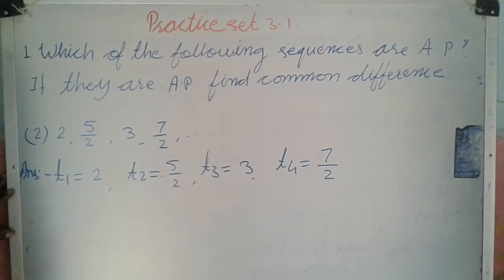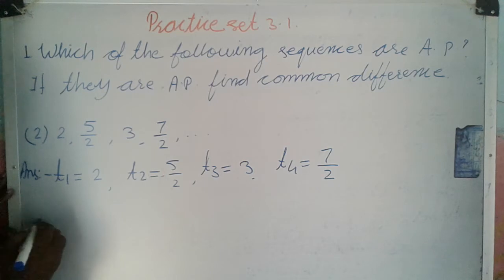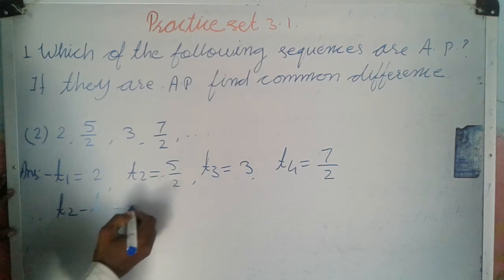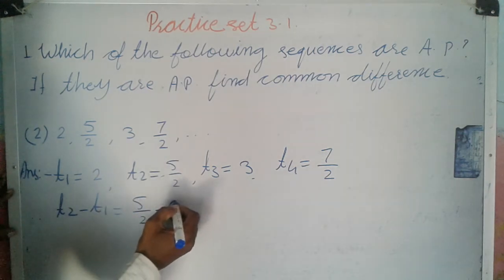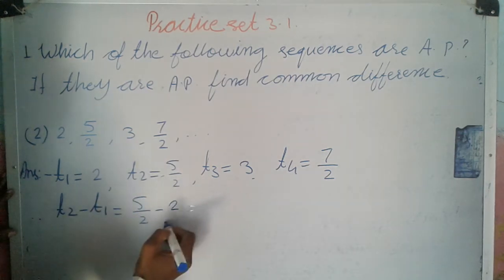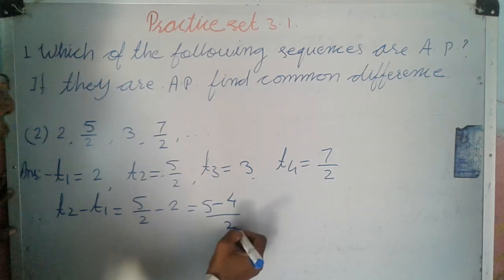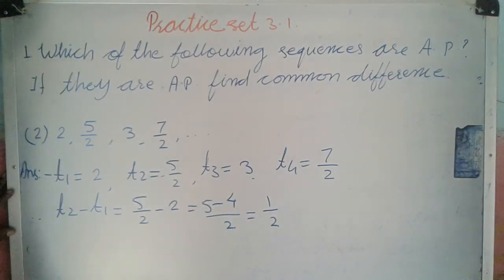Now we will find the difference. T2 minus T1. 5 upon 2 minus 2. That is equal to 5 minus 4 upon 2. That is equal to 1 upon 2.